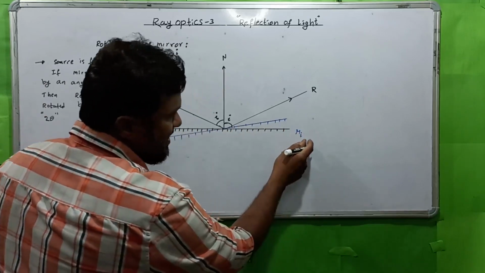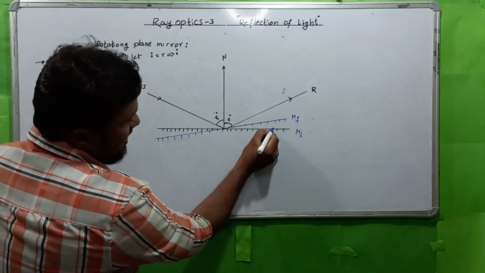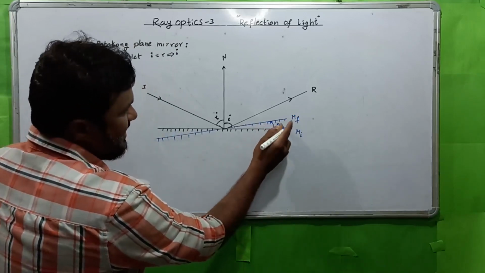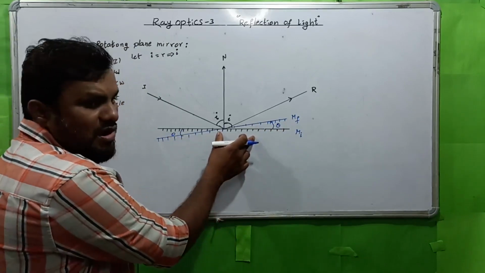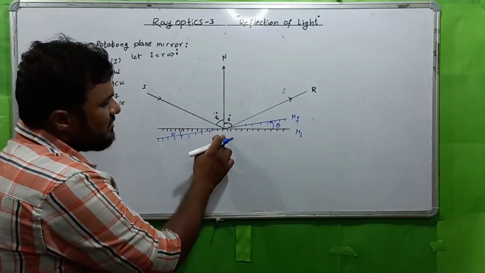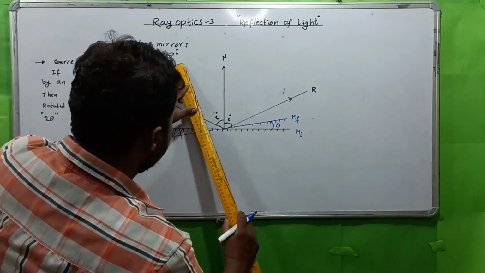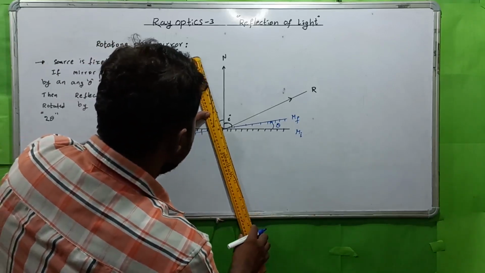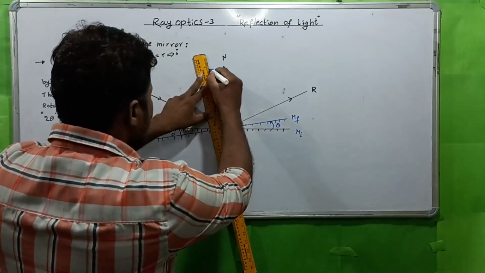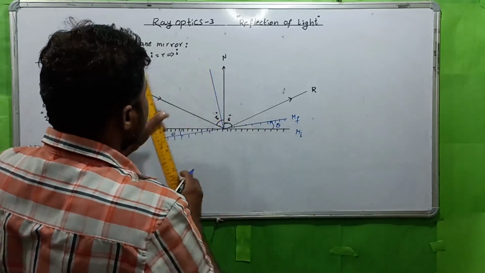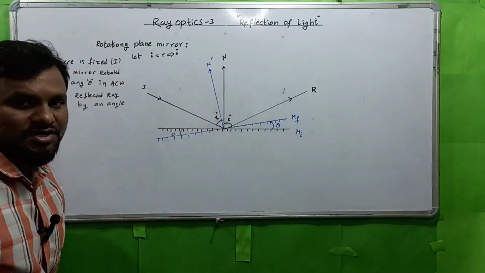Let M suffix I be the initial position of the mirror, and M suffix F the final position of the mirror. Actually, I rotate the mirror anti-clockwise by an angle theta. This also has to be theta. Initially, the normal is always perpendicular to the plane. This is the initial normal. Now the mirror is rotated by an angle theta, so the normal is also rotated. Obviously, now it becomes the new normal. This is the new normal. I name this N dash.